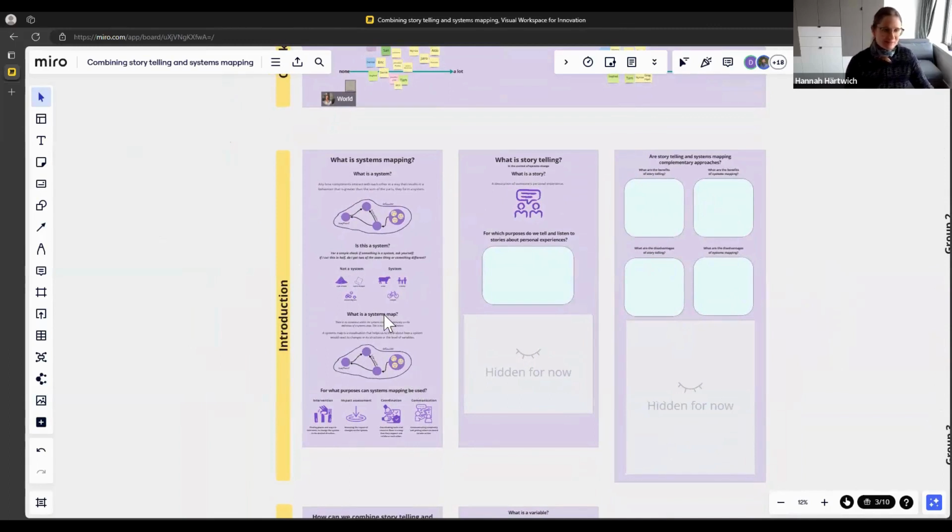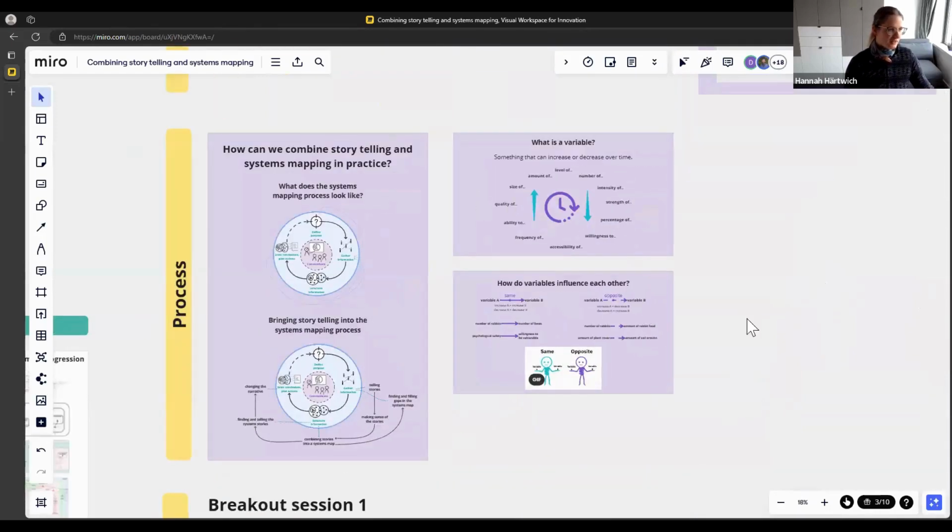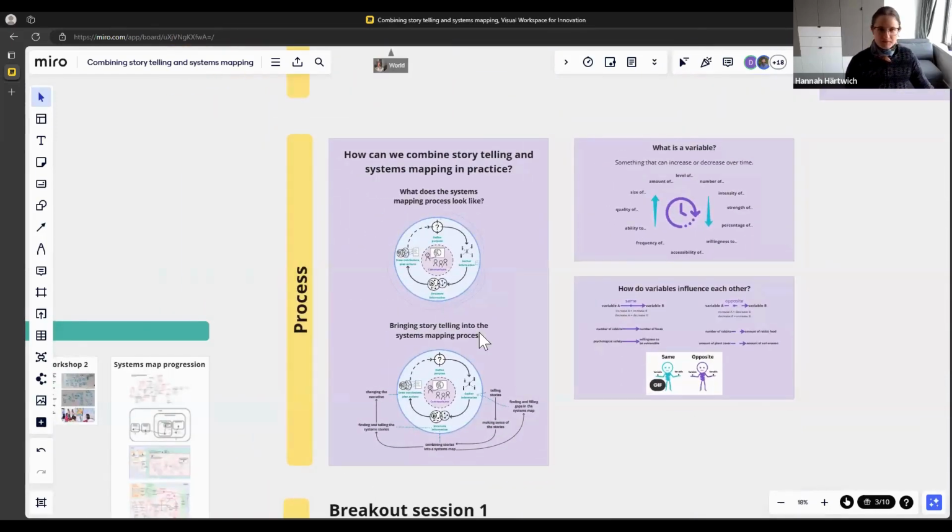What is actually systems mapping? What is storytelling? Why would we want to combine the two with each other? And from there, I will tell you a bit more practically about the process. What does the systems mapping process look like? How can systems mapping fit in with that?